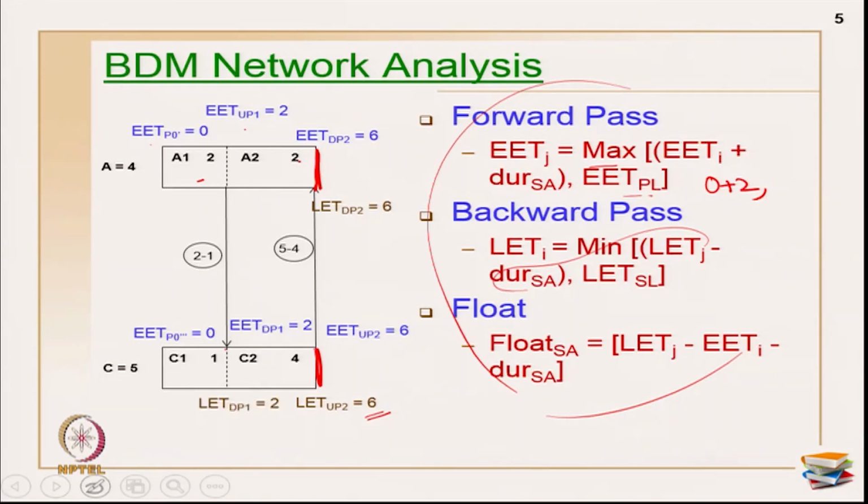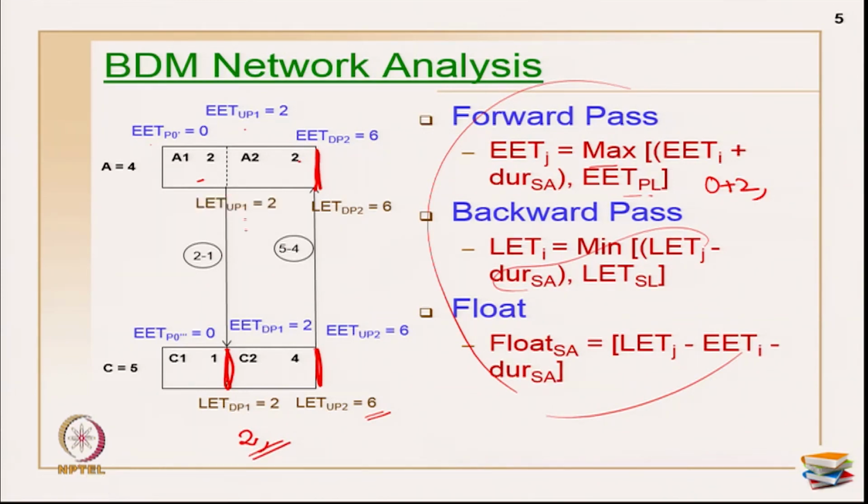Okay. Now, moving backwards. So, for this particular event, late event time is either 6 minus duration 4, which is equal to 2, or any successor links which I am having. There are no successor links here. So, this value will be noted down as 2.